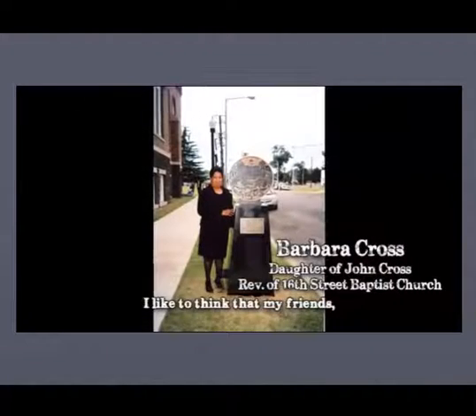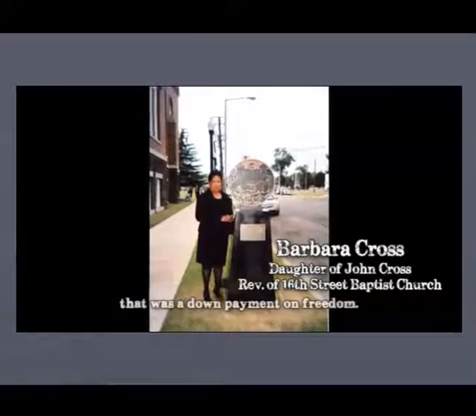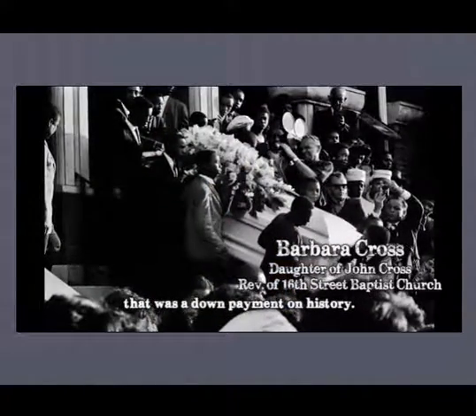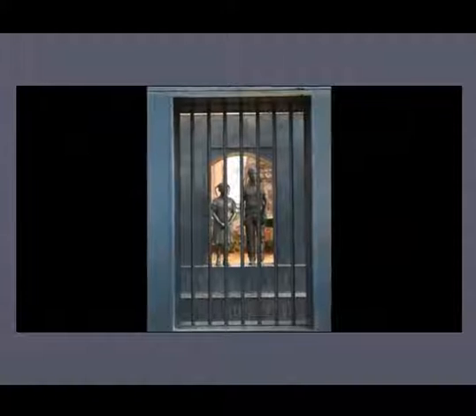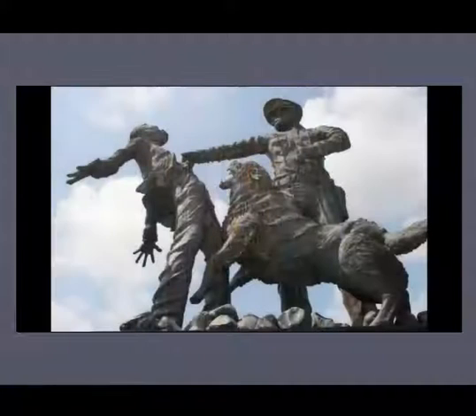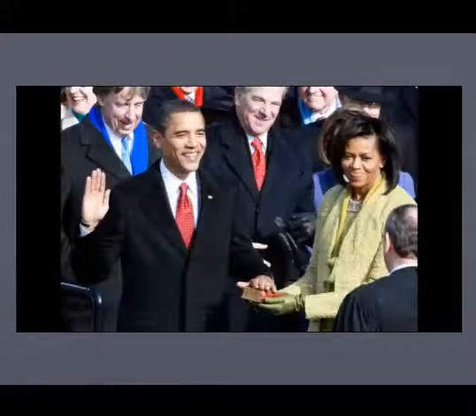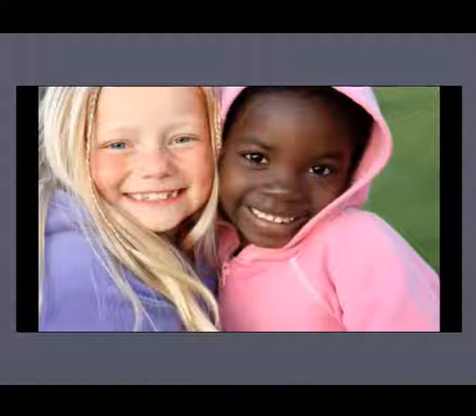I like to say that my friends, through that bloodshed, that was a down payment of freedom. That was a down payment on history. The courage and sacrifice of the children finally broke the back of the rule of fear and hatred. Their innocent hope and bravery revived a dying civil rights movement and changed the future of their world. They would be afraid no more.